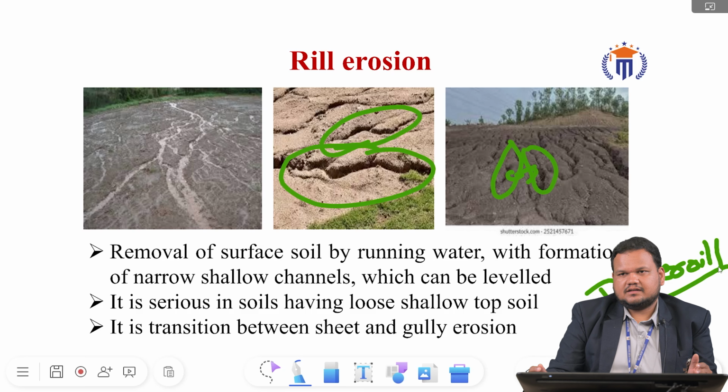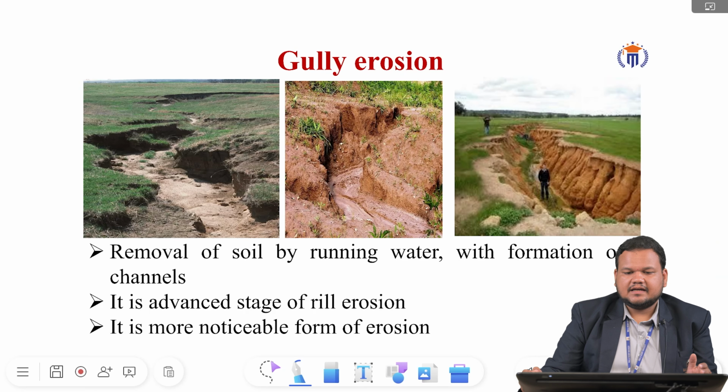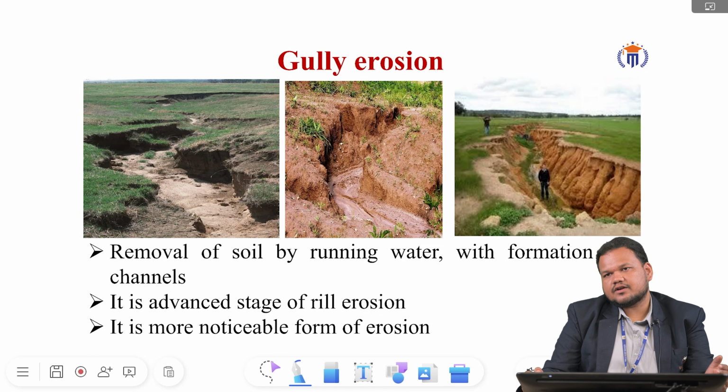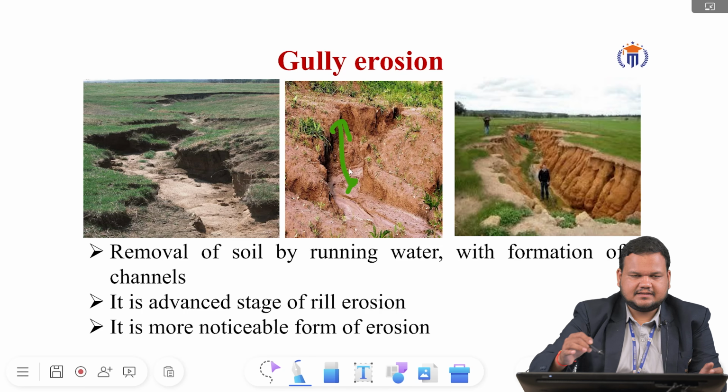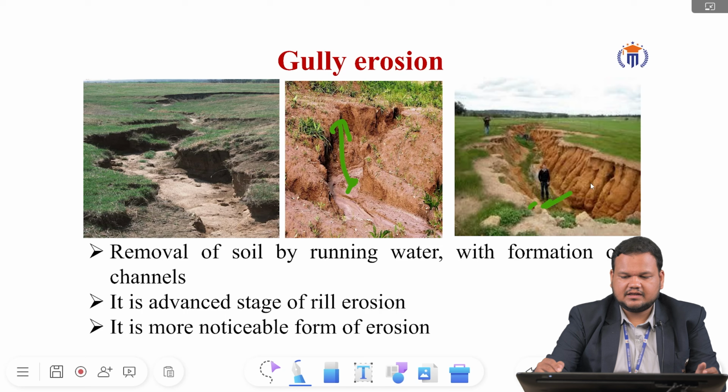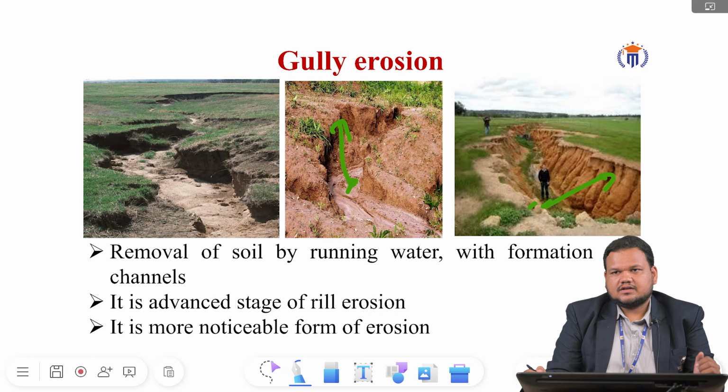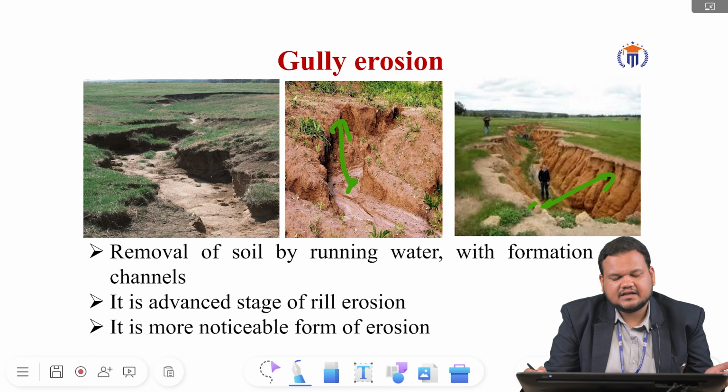These rills have very little depth and width. As the rill width and length increase, and the depth also increases, it leads to the formation of gully erosion. In rill erosion, you can see very little width and depth of the channels, whereas in gully erosion the depth of the channel is increased and the width is also increased. It is also known as the advanced stage of rill erosion, where it can be easily noticed by farmers or laymen.